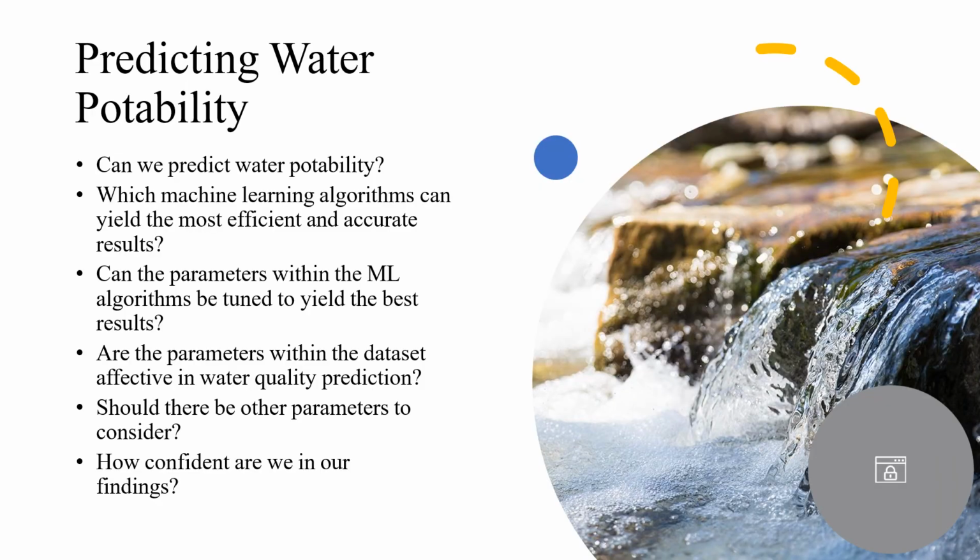Next. In this project, I will be addressing these questions. Can we predict water potability? And if we can, which learning algorithms can yield the most efficient and accurate results? From those results, can we do hyperparameter tuning and yield the best result? After that, is there any relationship, like correlation, between the parameters? Are there any other parameters affecting the water quality? And how confident are we in our findings?